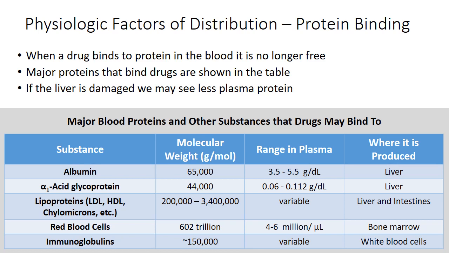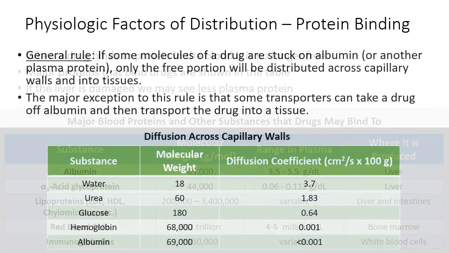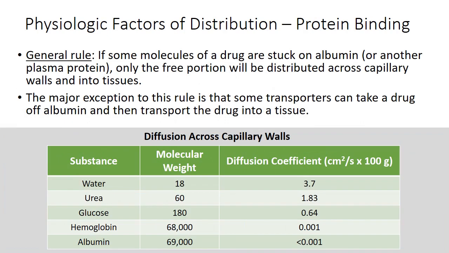You can see that drop in albumin, and that's got a lot of other hemodynamic effects, but definitely effects on drugs as well. So the general rule is that if some drug molecules are stuck on albumin or any other plasma protein, only the free portion will be distributed across capillary walls and into tissues, and that's what I just mentioned. There's one major exception to this rule.